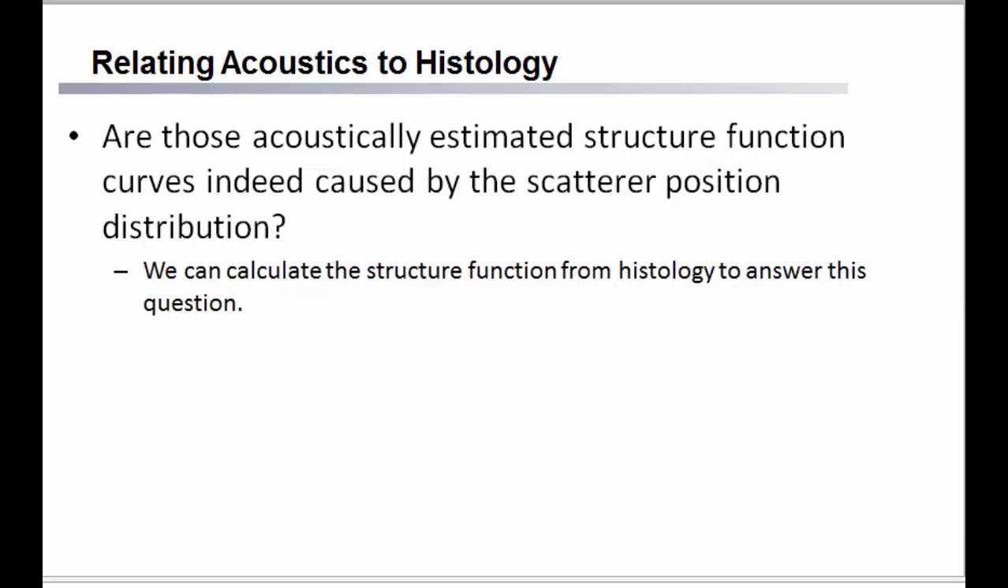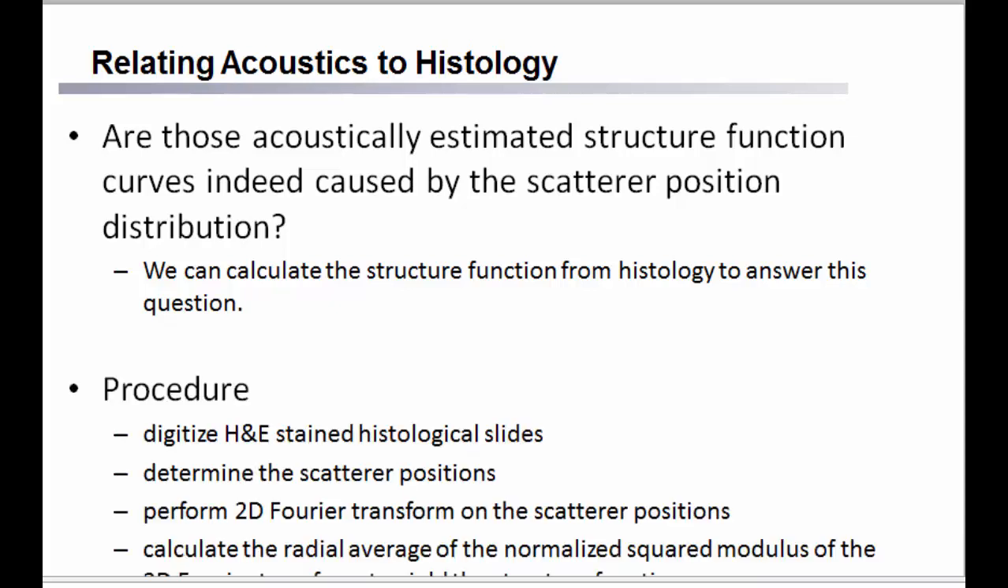Now the question is, are those acoustically estimated structure functions indeed caused by the scatterer position distribution? We propose to calculate the structure function from histology to answer this question. So the procedure for calculating structure function from histology is as follows. We digitize H&E scan histological slides, and we determine the scatterer positions, and we perform a 2D Fourier transform on the scatterer positions, and calculate the radial average of the normalized square modulus of the 2D Fourier transform to yield the structure function independently from ultrasound measurement.